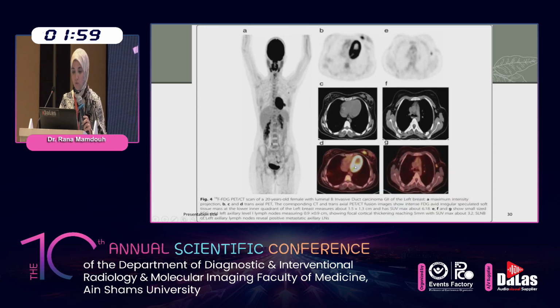The second case of luminal B, again, the CT features of spiculated mass in the inner quadrant of the left breast, where SUV max was 6 and shows small sized left axillary lymph nodes with focal thickness reaching 5 mm, SUV max 3.